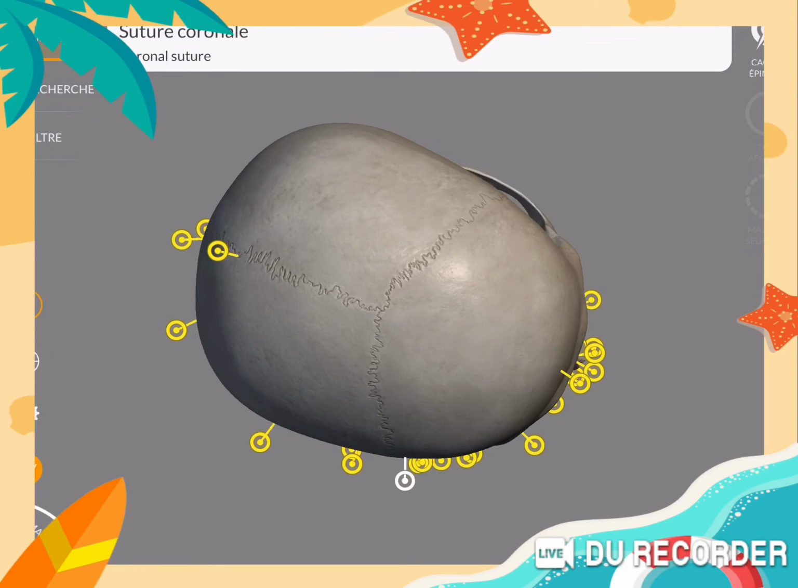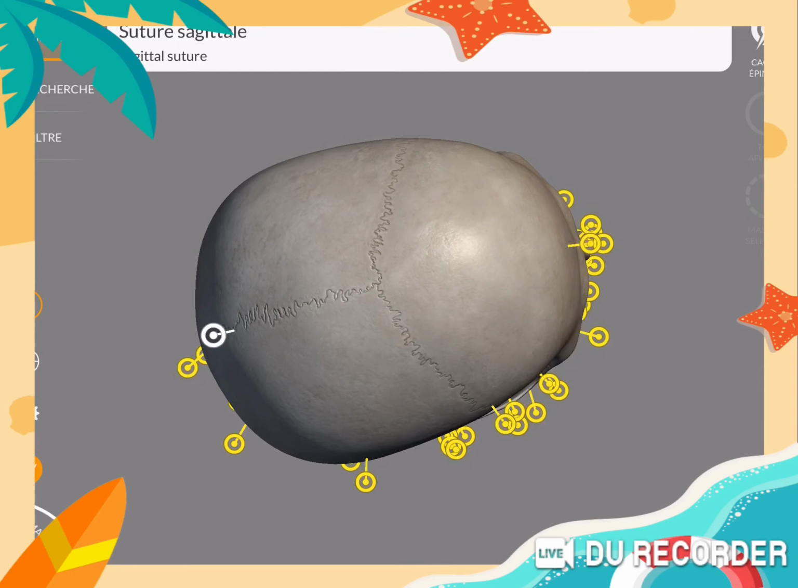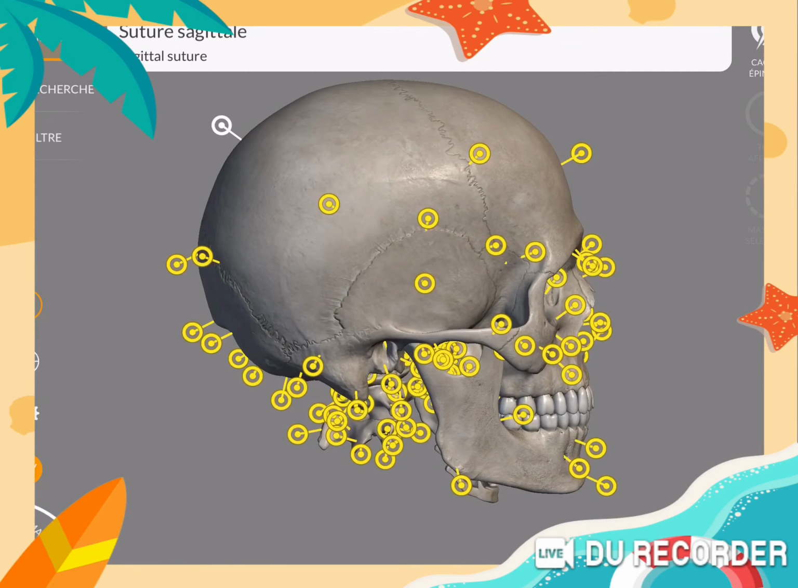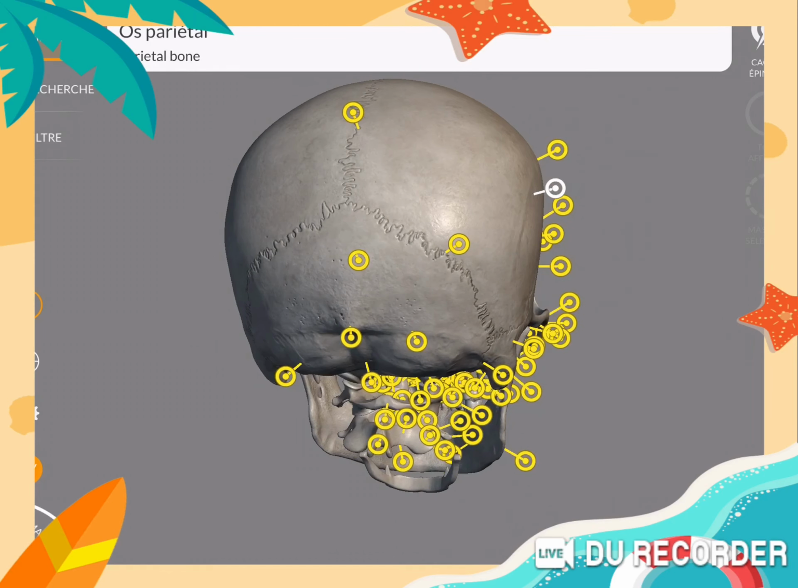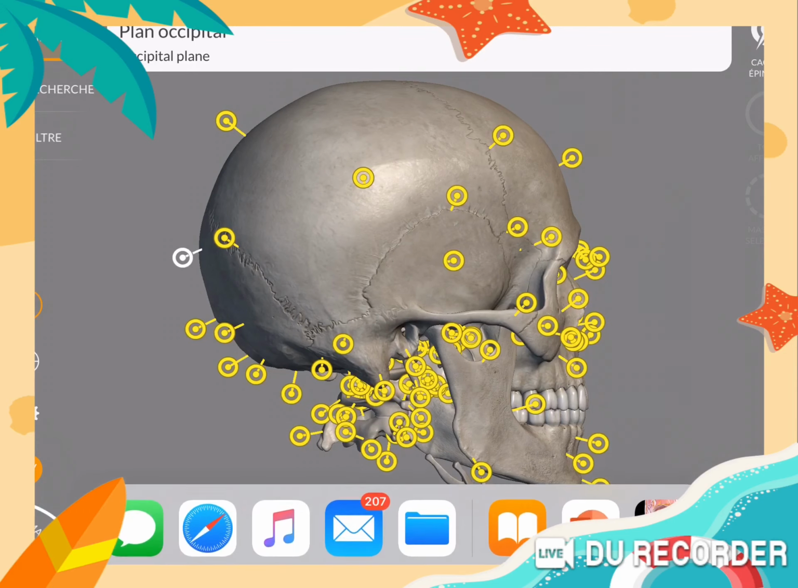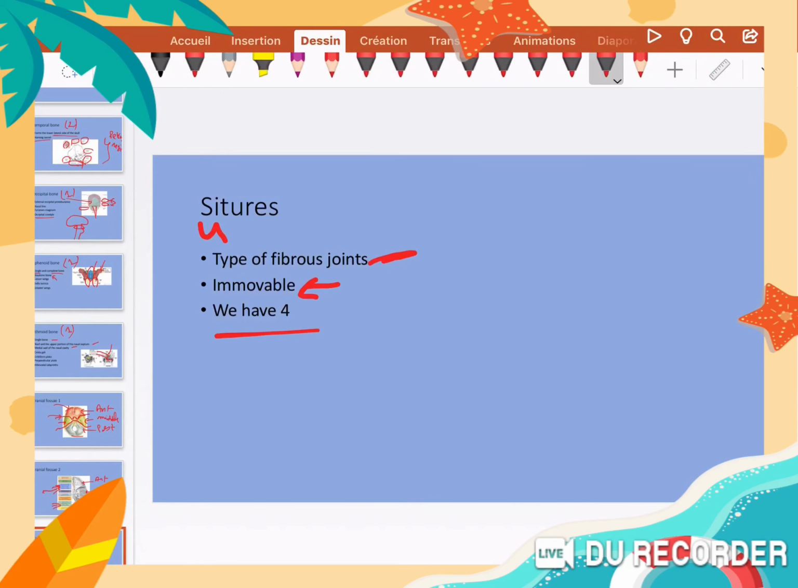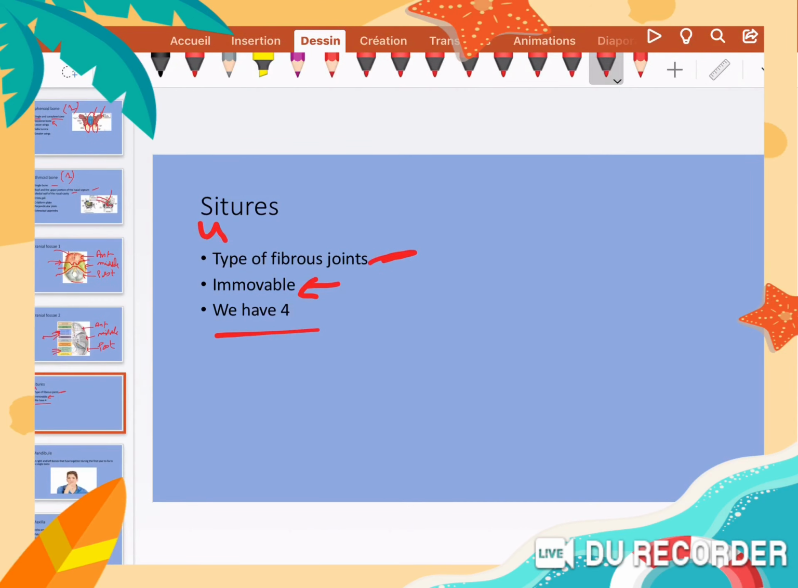Then secondly we have the superior mid sagittal suture between the two parietal bones. The third one is the squamous suture between the temporal bone and the parietal bone. And lastly the lambdoidal suture between the occipital bone and the two parietal bones. Let's return here. We finished with the cranial bones and now let's move to the facial bones.